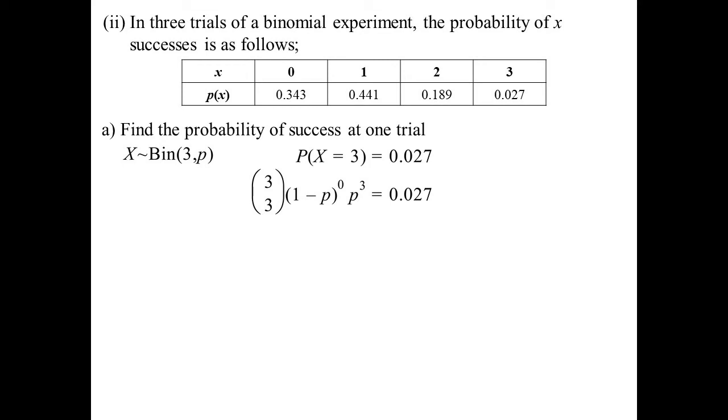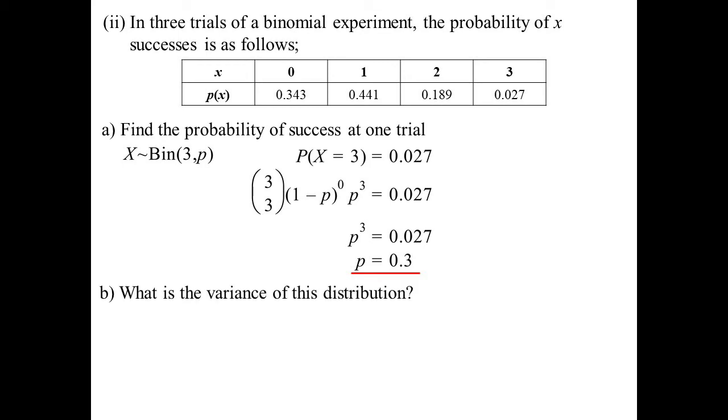So write that as a binomial probability. I'll have 3C3, the binomial coefficient. Probability of success, which we're trying to find, would be to the power of 3. Probability of failure would be 1 minus P, that'll be to the power of 0. That's the equation we need to solve. So P cubed ends up being 0.027. So the probability of success for this particular experiment is 0.3.